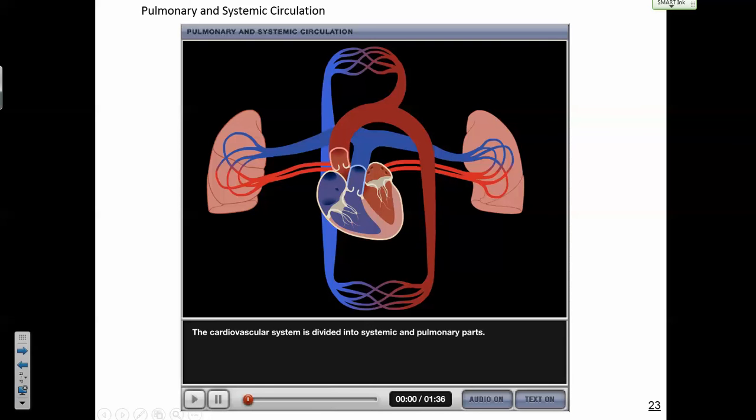All right, here's this little video. It's not going to go through every detailed structure, but it gives you a really good view of the difference in the pulmonary circuit and the systemic circuit.